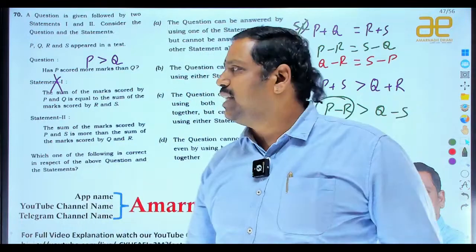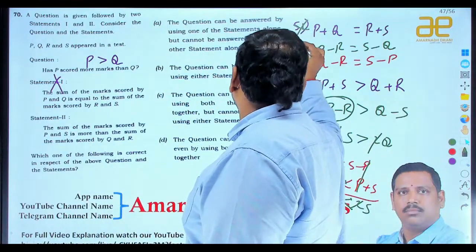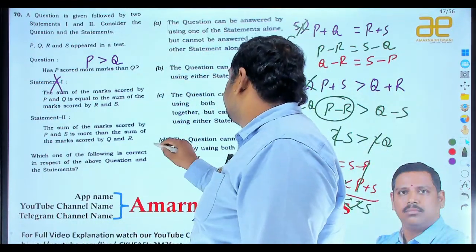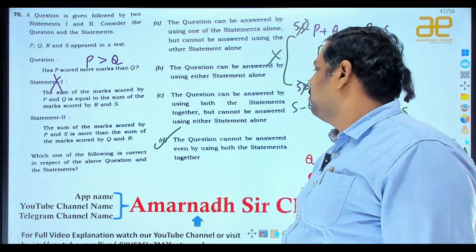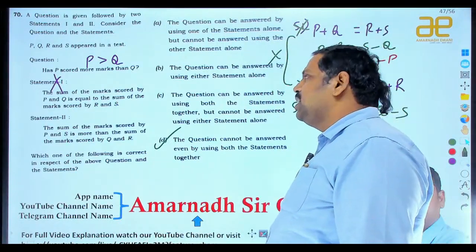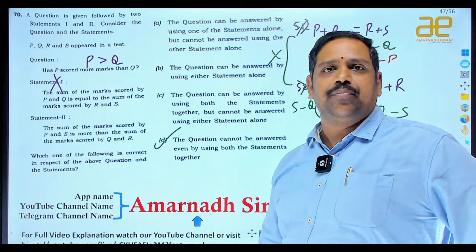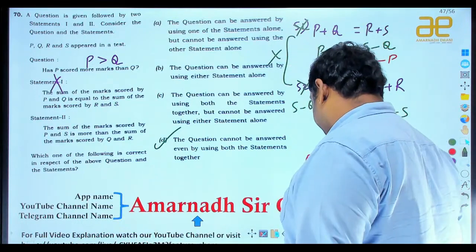So that means from both together also you are unable to answer the question. So the answer is, the question cannot be answered even by using both the statements together. So the answer is B. Let's see the next beautiful question.